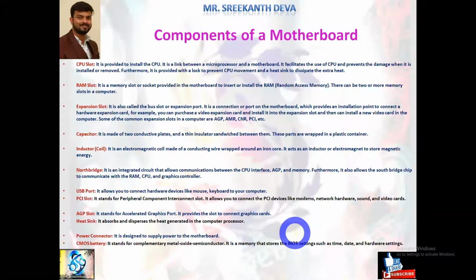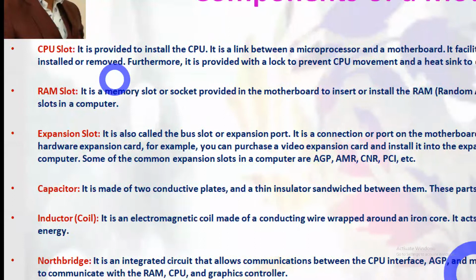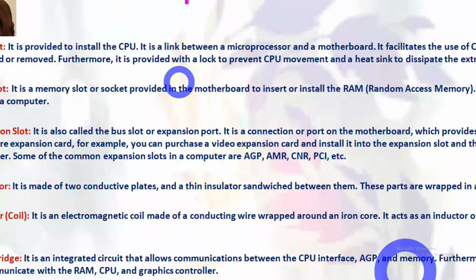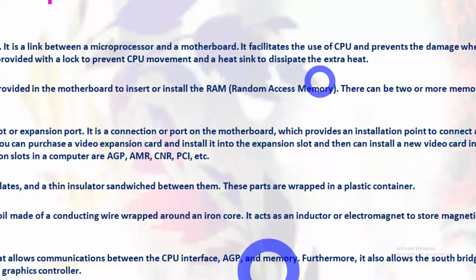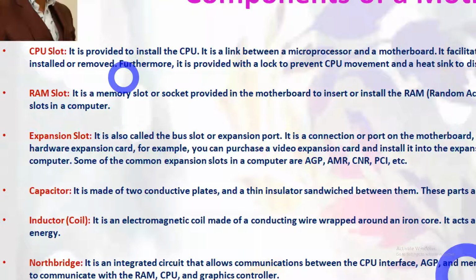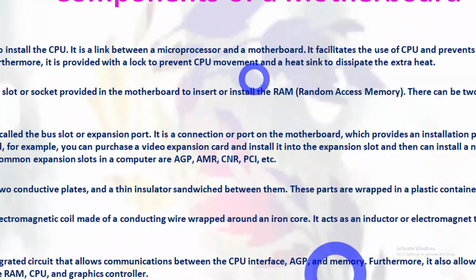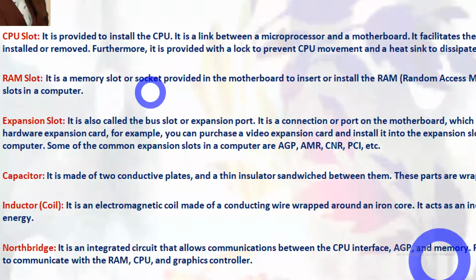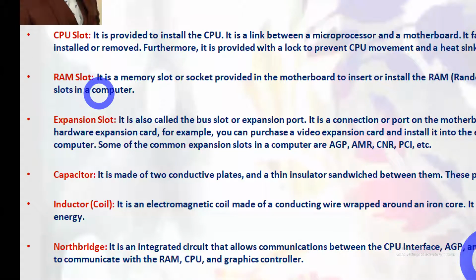Okay, fine. Here we discuss some basic components of a computer, like the CPU slot. It is provided to install the CPU. It is a link between a microprocessor and a motherboard. It facilitates the use of the CPU and prevents damage when it is installed or removed. It is provided with a lock to prevent CPU movement and a heat sink to dissipate the extra heat. That's the CPU slot.